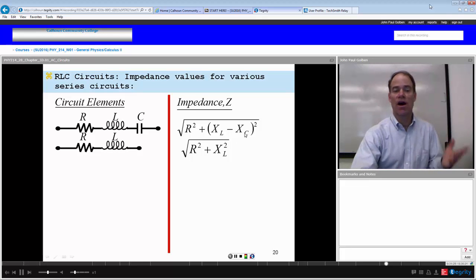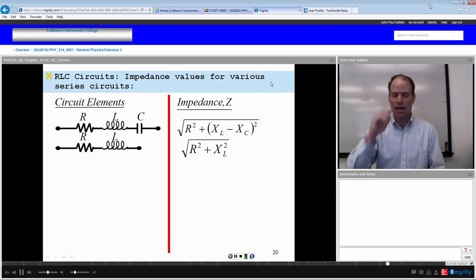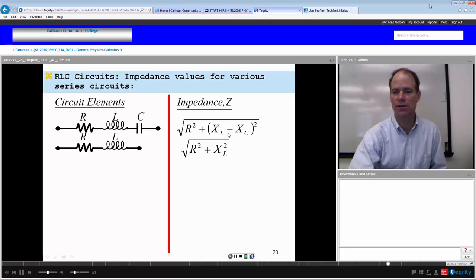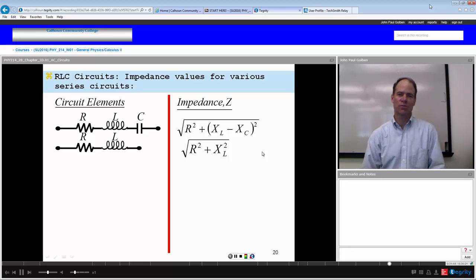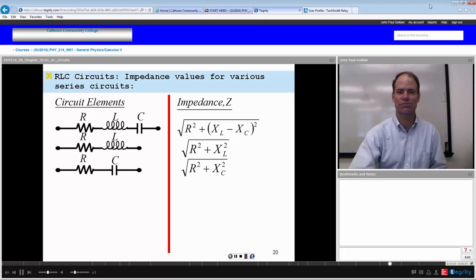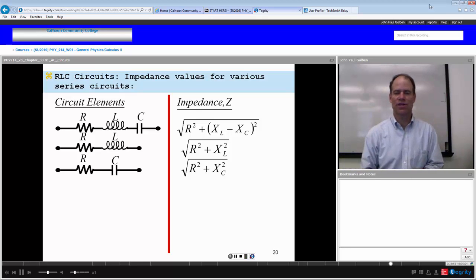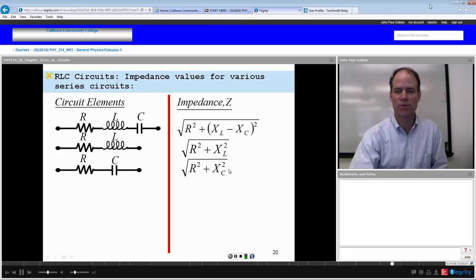So if we had an RL circuit, our capacitor reactance would be 0 because we have no capacitance there, and hence this X sub C would be 0. X sub L squared would simply be X sub L squared, and our impedance would be the square root of R squared plus X sub L squared. If we had no inductance, X sub L would be 0, and we would have a negative X sub C squared, which is just X sub C squared. Our impedance would simply be the square root of R squared plus X sub C squared.